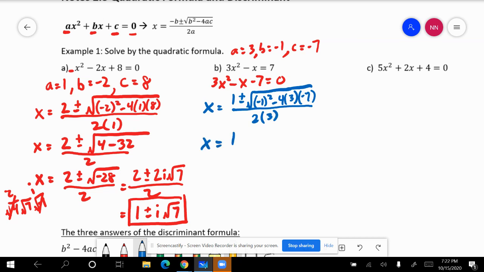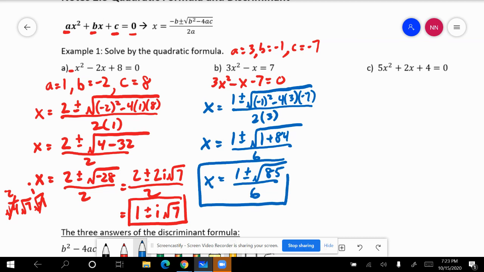x equals 1 plus or minus the square root of 1 plus, because a negative and negative is a positive, 12 times 7 is 84. So we're going to divide that by 6. x equals 1 plus or minus the square root of 85, all over 6. Now 85 doesn't simplify, so we're just going to keep that as our answer.